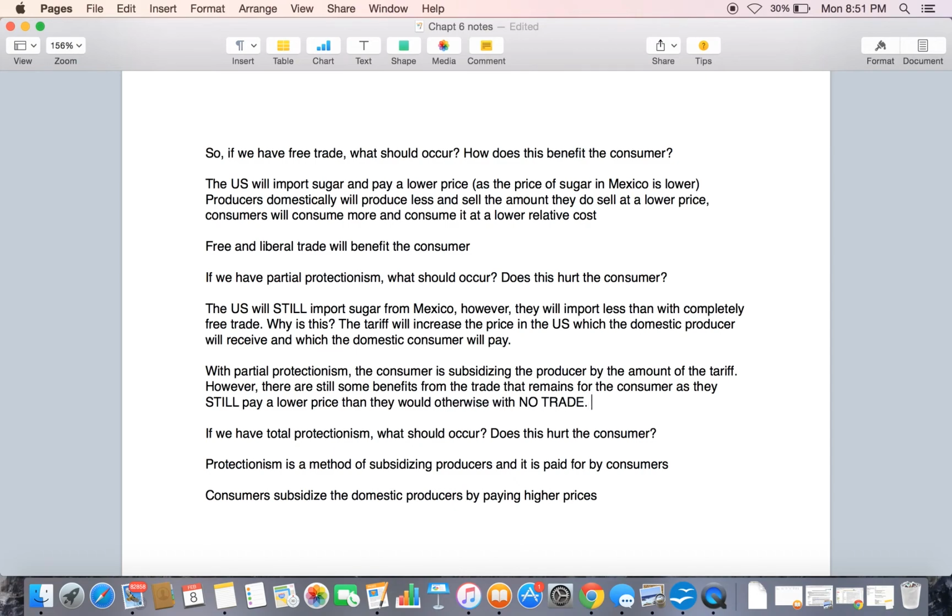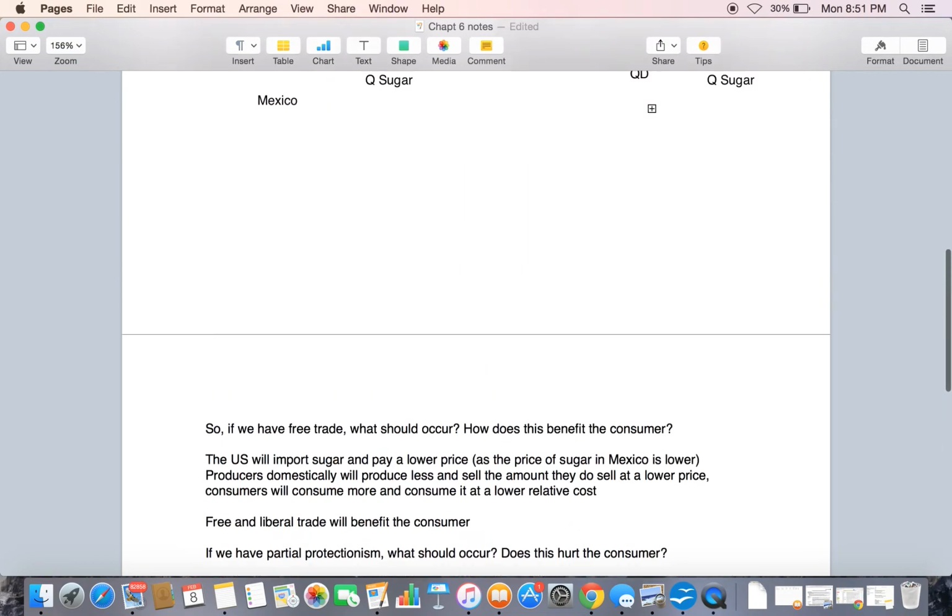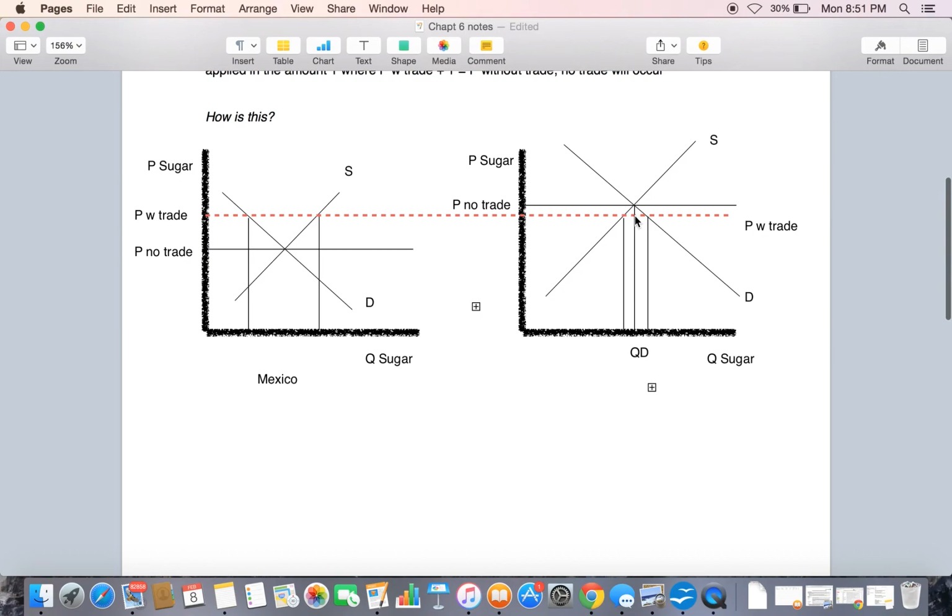So still the consumer is going to benefit slightly. They're going to benefit because the price that they're paying, this price here, is going to be less than the price they would pay if there was no trade at all. Obviously, they would love to be down here, but they're actually up here because we do have a tariff applied.